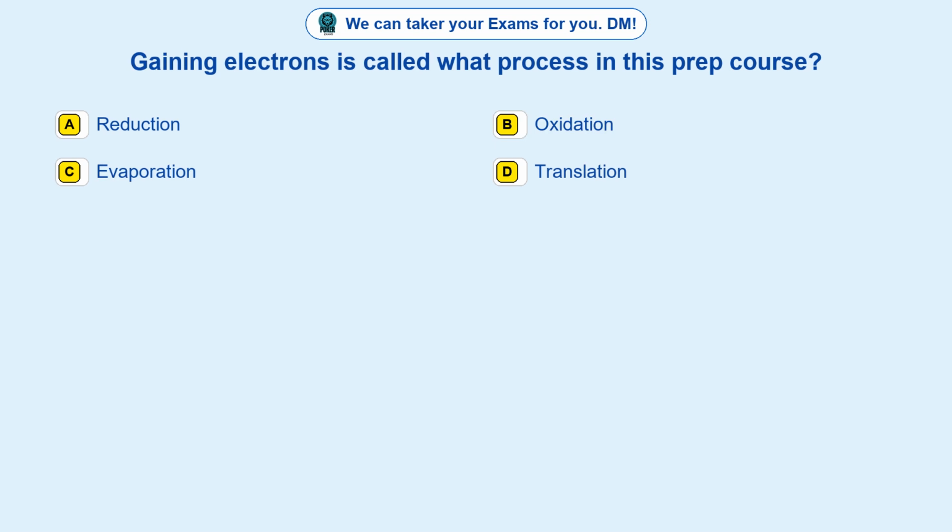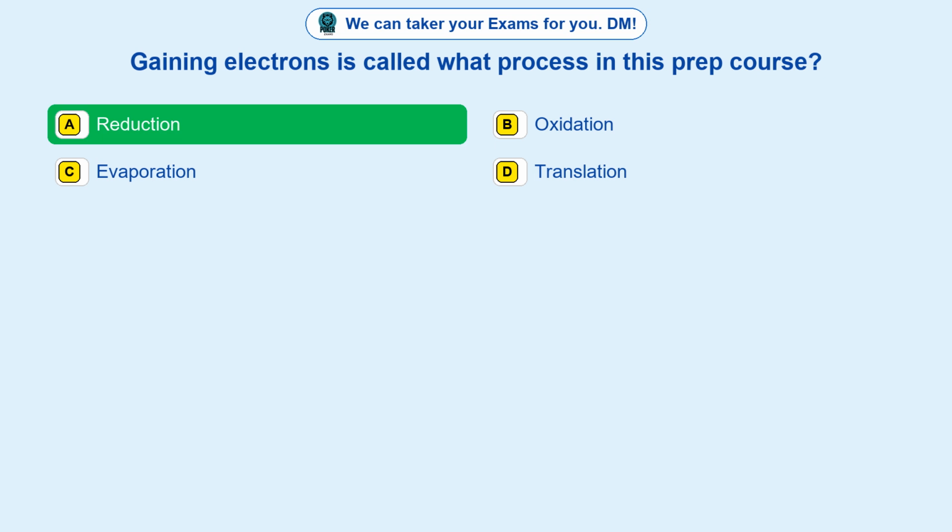Question 44. Gaining electrons is called what process in this prep course? Option A, reduction. Option B, oxidation. Option C, evaporation. Option D, translation. The correct answer is option A, reduction.